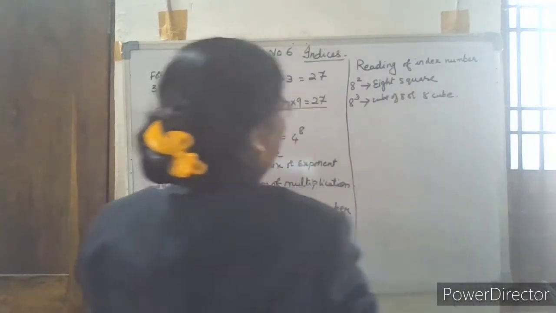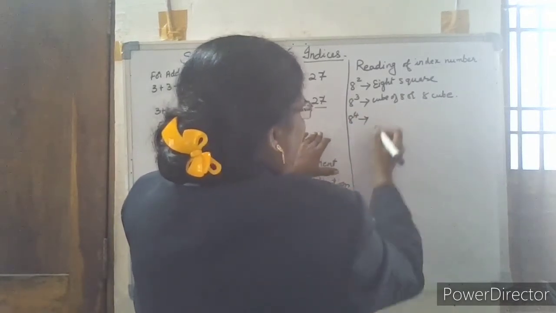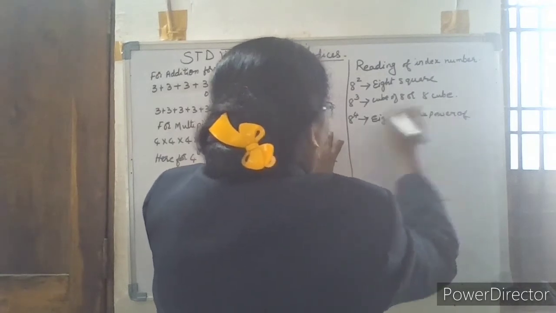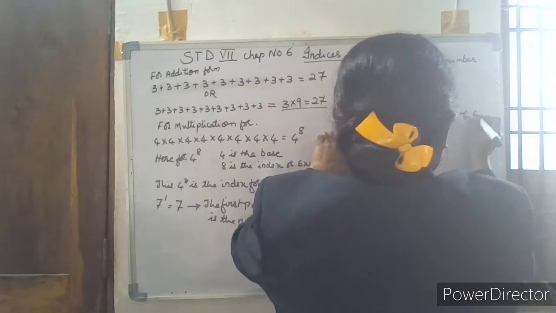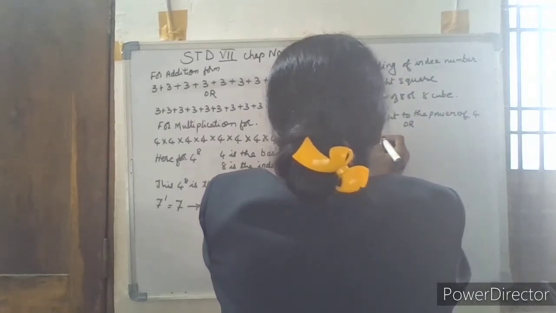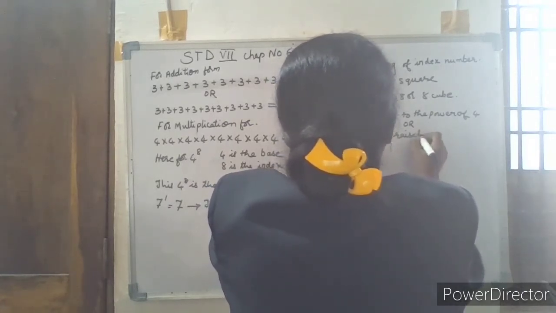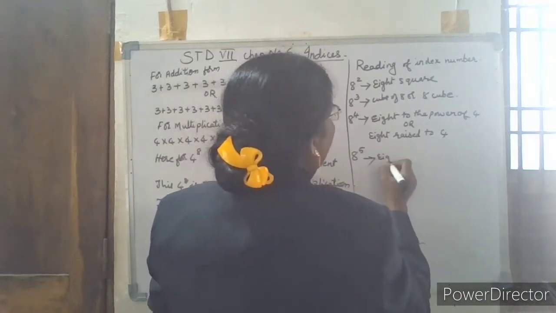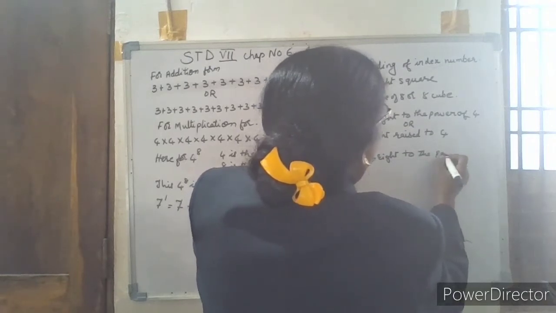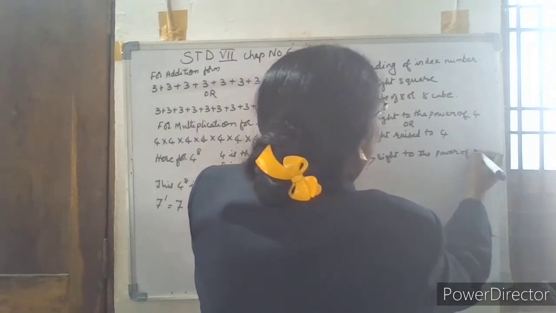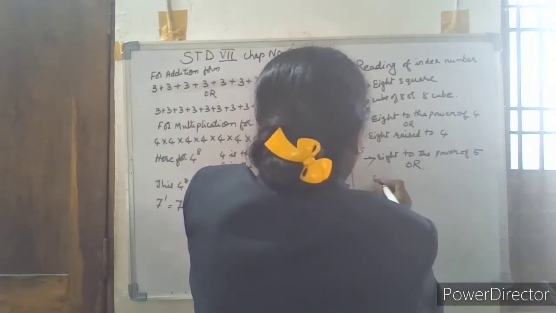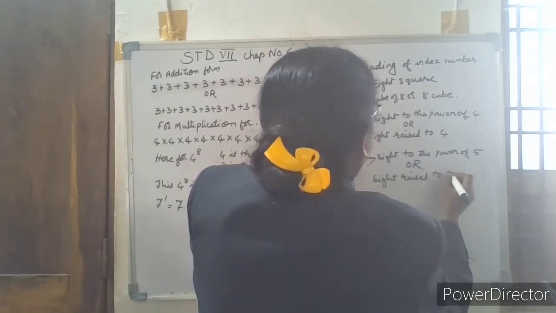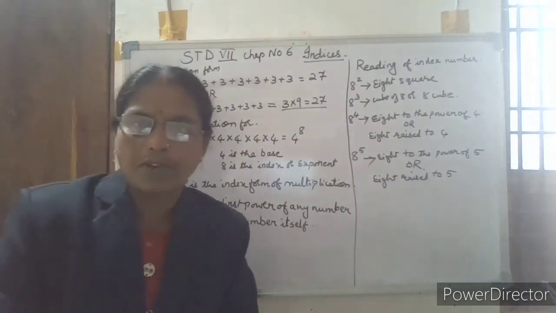It is read in this form. Then 8 raised to 4 is 8 to the power of 4, or it is also read as 8 raised to 4. 8 raised to 5 is 8 to the power of 5, or it is also read as 8 raised to 5, and so on. In this way we do the reading of index numbers.